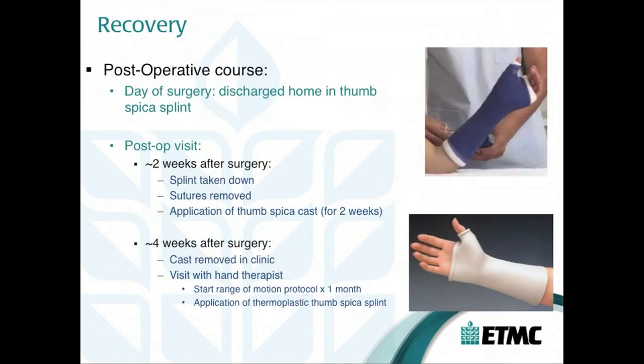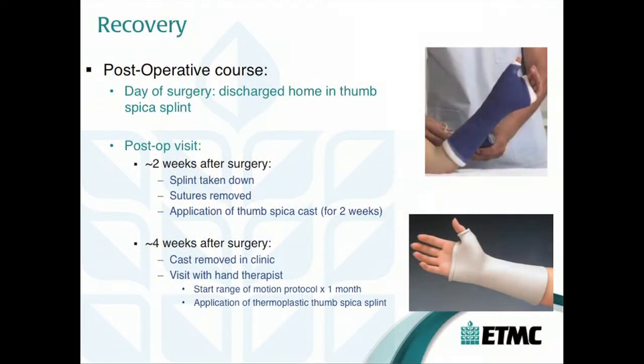So for a post-operative course, on the day of surgery, the patient gets discharged home in the thumb spica splint. This is one of the more commonly used rehab protocols, and I use it myself as well. Post-op visit, about 2 weeks after the operation, the patient comes back to clinic, gets the splint taken down, the sutures get removed, and is then immobilized in a thumb spica cast. This is essentially the same size as the splint that the patient had on when he or she went home, except that this is now circumferential, so it's more rigid.